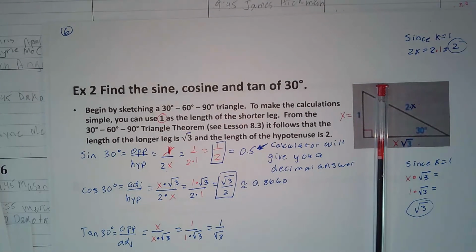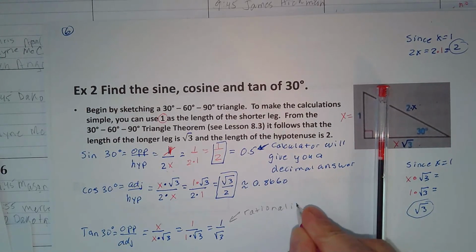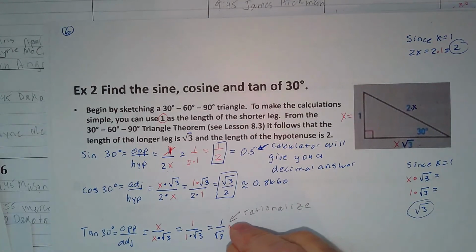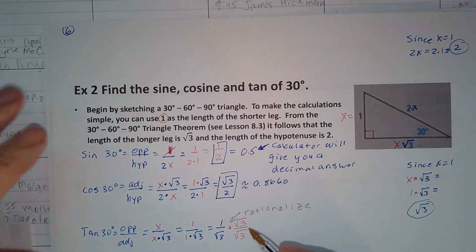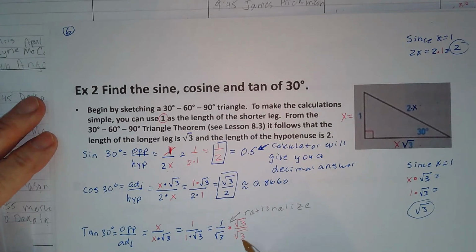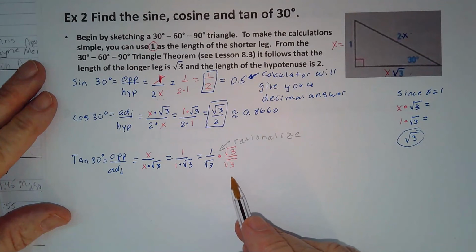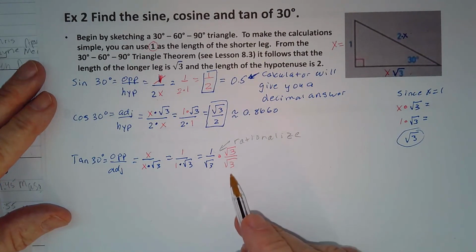So I'm going to just say up here, rationalize. How do we do that? Again, we multiply the numerator and the denominator by the square root of 3 over the square root of 3, which is 1. And so you realize doing this by multiplying it times the square root of 3 over the square root of 3, that's a ratio of 1. Any number divided by itself is 1. 2 divided by 2 is 1.